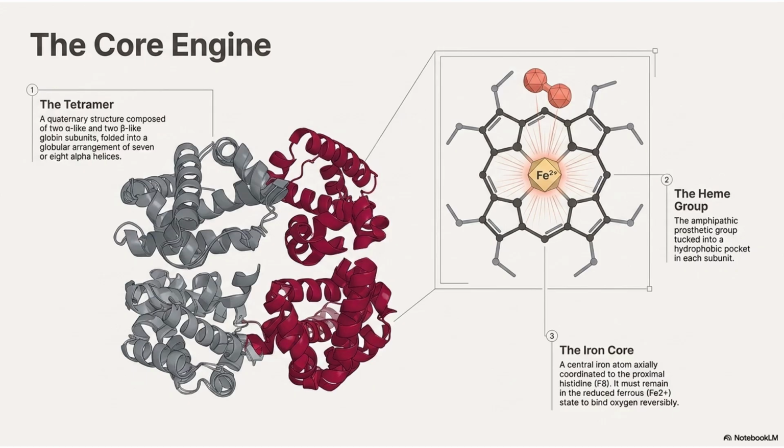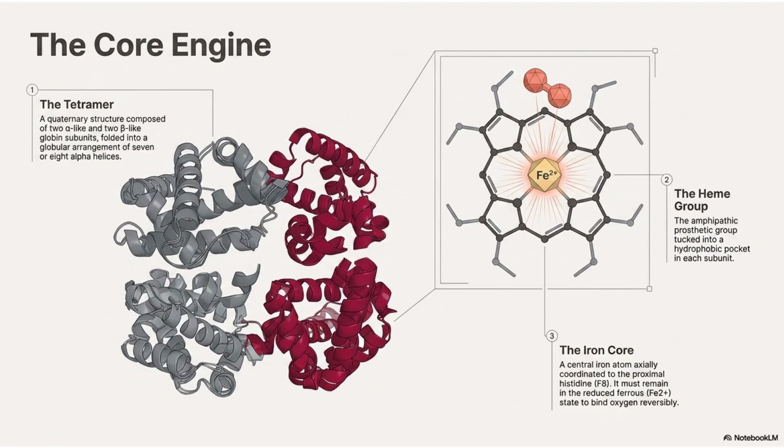One of the most fascinating aspects of hemoglobin is that these 4 subunits don't work independently. They constantly communicate with one another. When oxygen binds to one subunit, it actually changes the shape of the entire molecule, making it easier for the remaining subunits to bind oxygen. And that communication between subunits is what makes hemoglobin such an efficient oxygen delivery system.